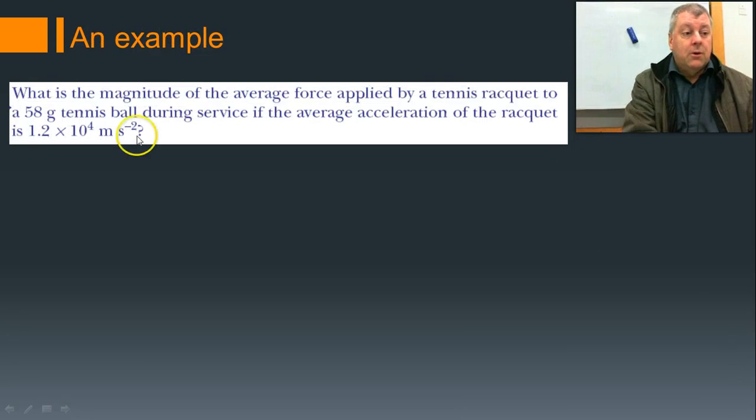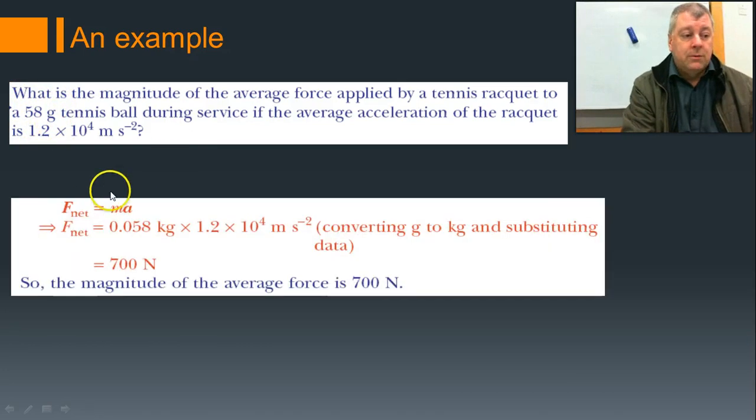An example. What is the magnitude of the average force applied by a tennis racket to a tennis ball during service if the average acceleration is this? So we're given the acceleration, we're given the mass in grams, so just look out for that. That's got to be in kilograms, and we're after the force. So F equals ma, convert grams to kilograms, got our acceleration, 700 newtons.